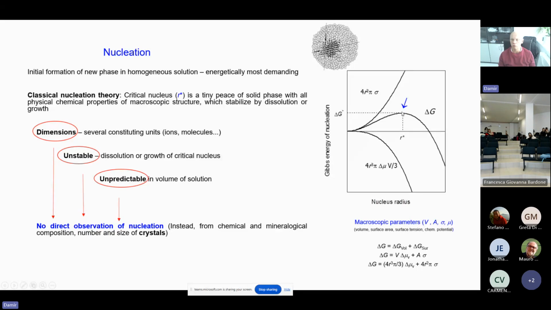All nuclei or embryos that are smaller than this one are spontaneously stabilized by their dissolution or their growth. But when critical nuclei pass this barrier, they can only by growth stabilize the overall system.